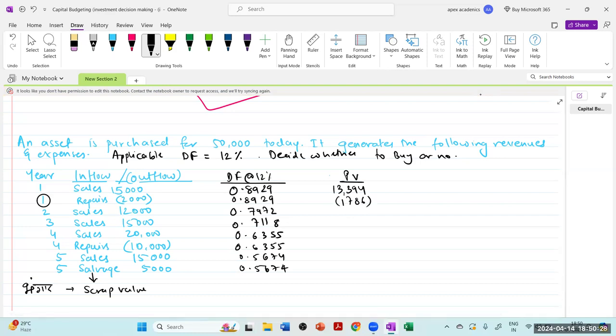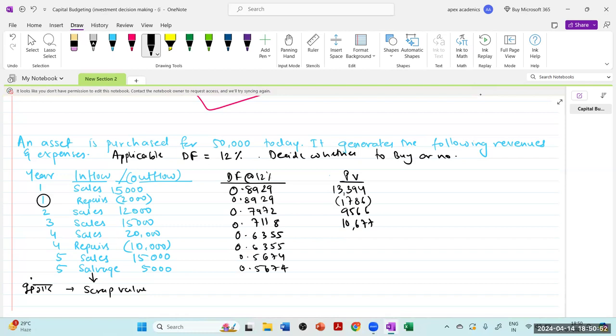But this is outflow, so I'll put it in the bracket. Then 12,000 multiplied by 0.7972. What is the answer? 9566. Then 15,000 multiplied by 0.7118. What is the answer? 10677. Correct? Yes, sir.